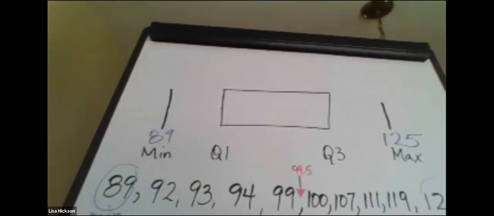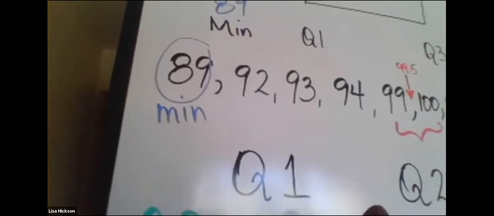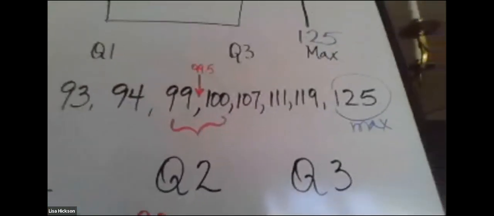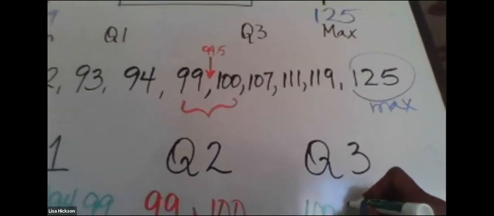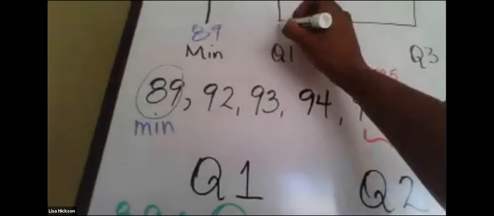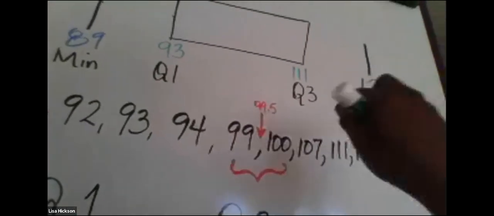So now for your Q1, life just got beautiful because in Q1, you are only considering 89, 92, 93, 94, and 99. What is the middle? So your Q1 pops out beautiful. Okay? And then your upper quartile, you are considering 100, 107, 111, 119, and 125. And again, the median pops out real beautiful. So on your graph, your Q1 is 93. Your Q3 is 111.